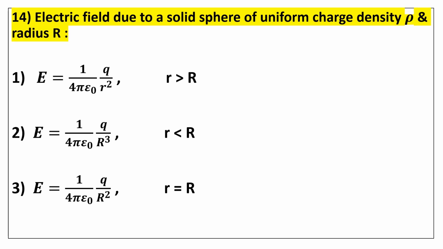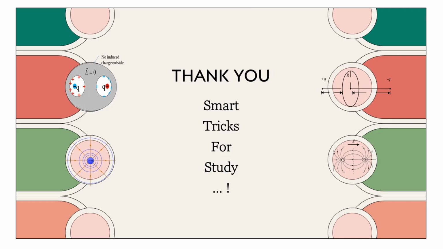14. Electric field due to a solid sphere of uniform charge density and radius r. 1. E is equal to 1 by 4 pi epsilon naught, into Q by r square, if r greater than capital R. 2. E is equal to 1 by 4 pi epsilon naught, into Q r by capital R cube, if r lesser than capital R. 3. E is equal to 1 by 4 pi epsilon naught, into Q by capital R square, if r is equal to capital R.